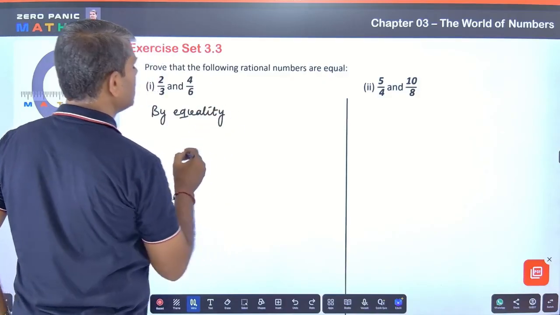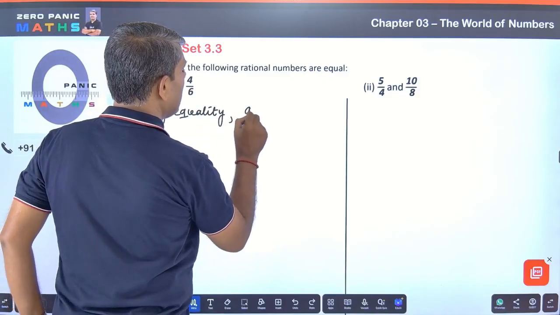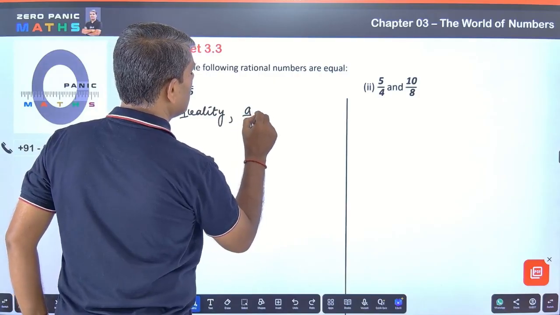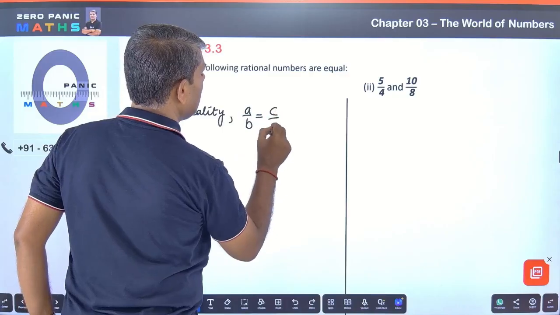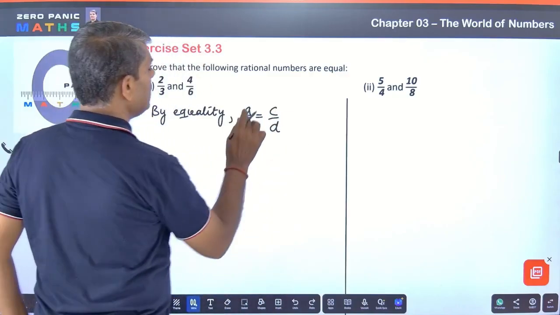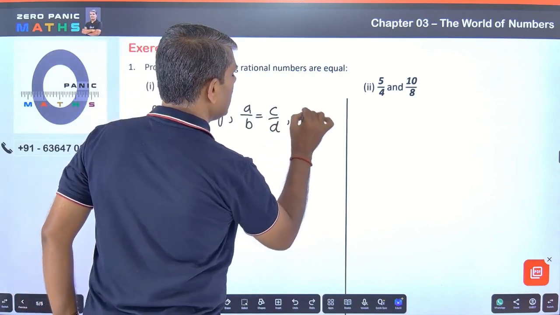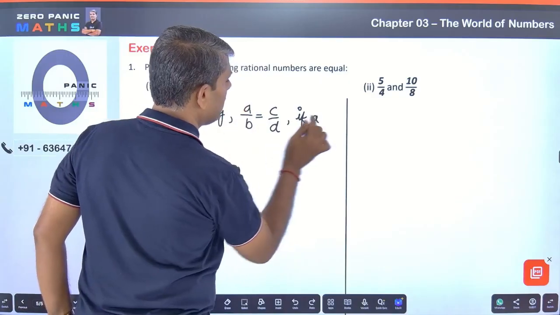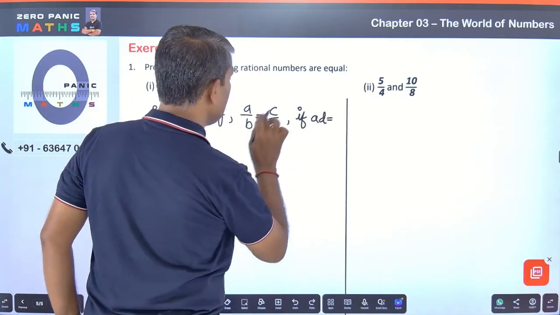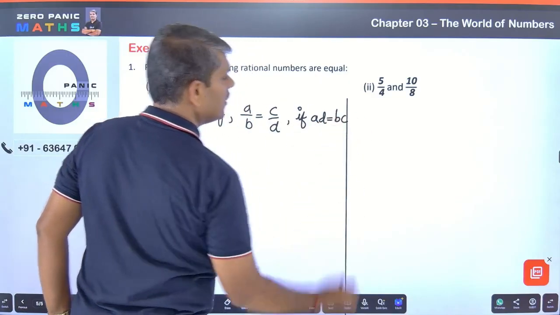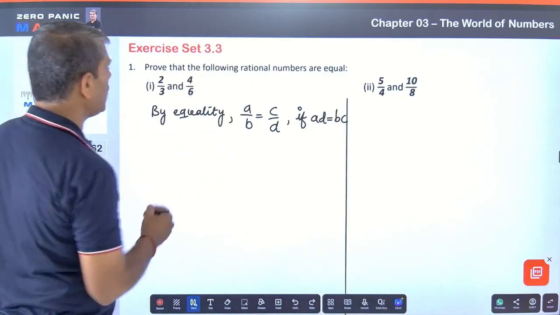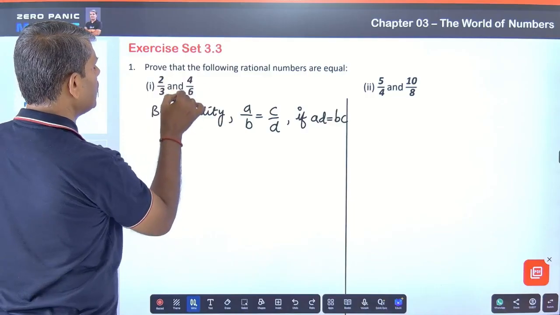What the equality law says is a by b is equal to c by d if a multiplied by d is equal to b multiplied by c. That is what the equality law says. So let us apply that rule here also.